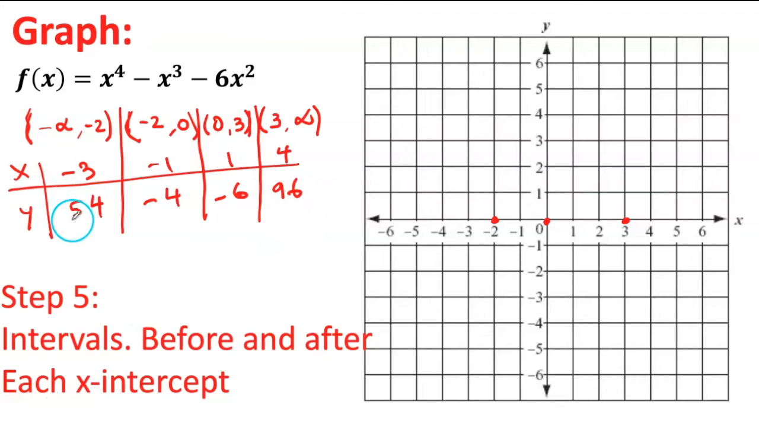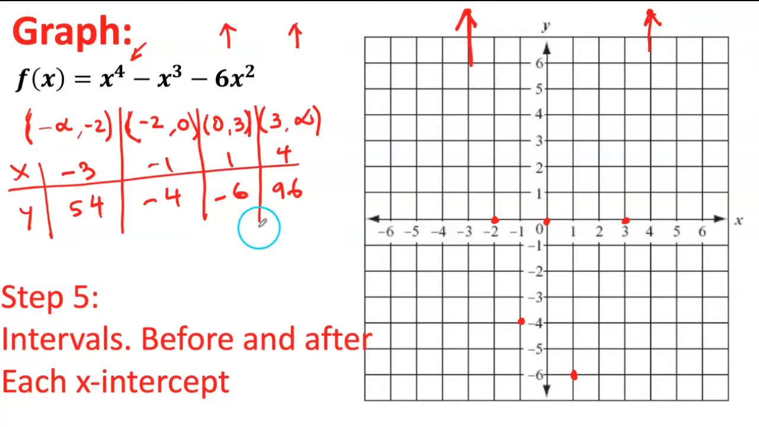I need to plot these values. -3, positive 54, all the way up there. That's the whole thing that I want. I want to know from where my graph is coming. -1, -4. 1, -6, I'm sorry. 4, 96, all the way up there. If you remember in the beginning, I said this is even positive. Even positive, my behavior was up, up, meaning my graph, which makes sense, is coming from all the way up there, and at the end on my right side is going to go all the way up there.